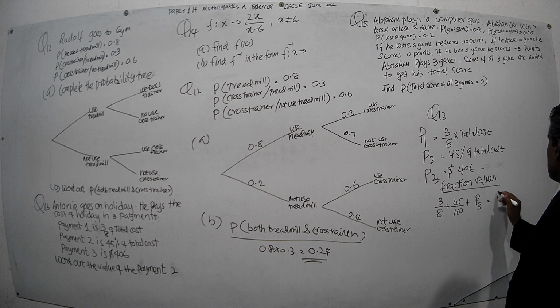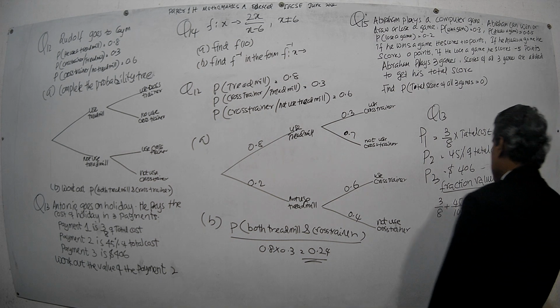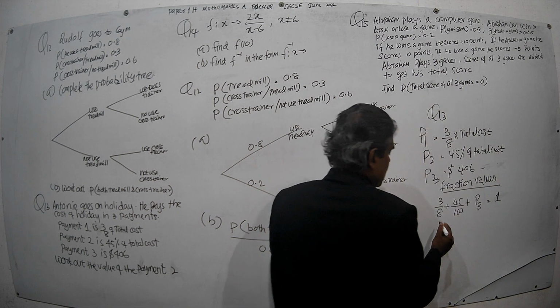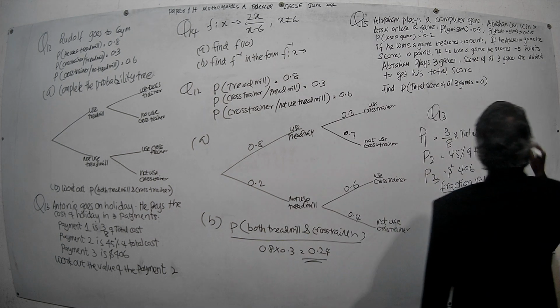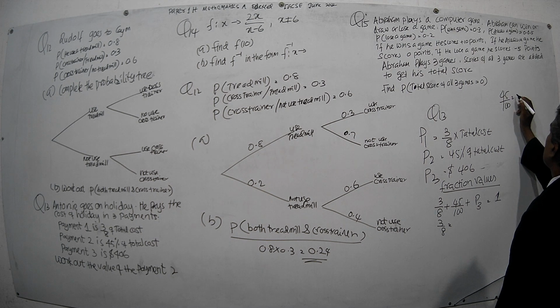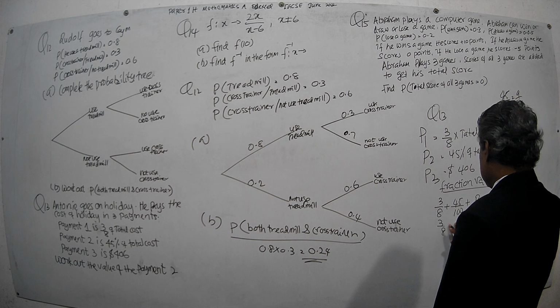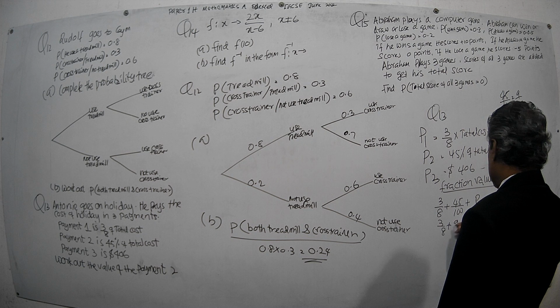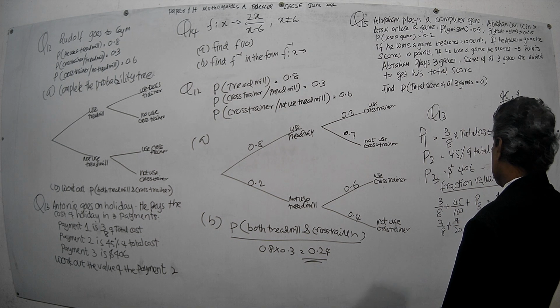Total must be 1. The full thing is 1. Right. Then you add these two fractional values, 3 over 8, then 45 over 100, which we can simplify like this. 45 over 100, we can divide by 5. 5 times 9, 5 times 20. Then 9 over 20. Then plus 9 over 20.